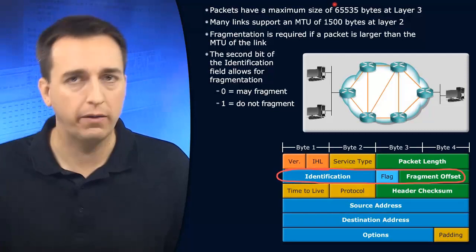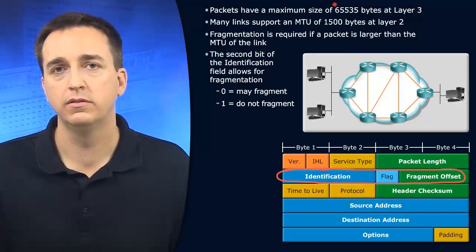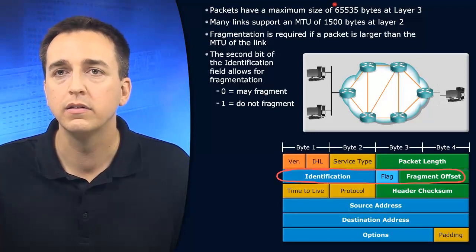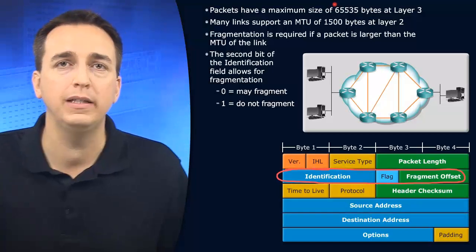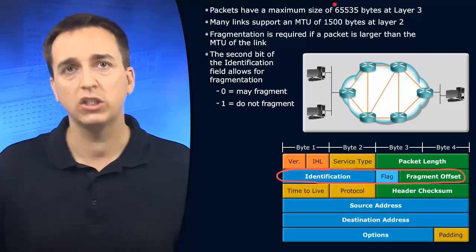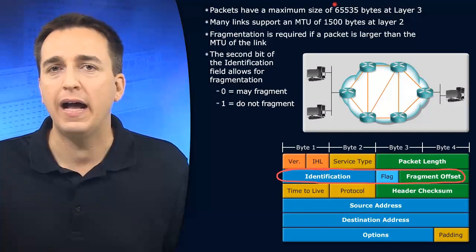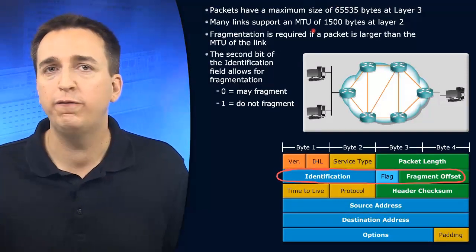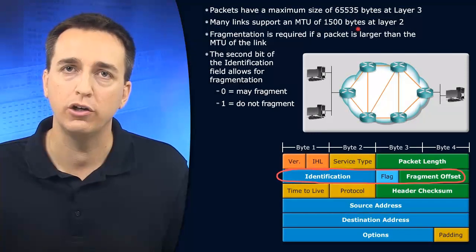Let's stick to Ethernet right now. What is the MTU of Ethernet? Well, it depends. For example, as we get into higher speed Ethernet, we can support higher MTUs. But if we're dealing with Fast Ethernet as an example, 1,500 bytes is the MTU at layer 2.